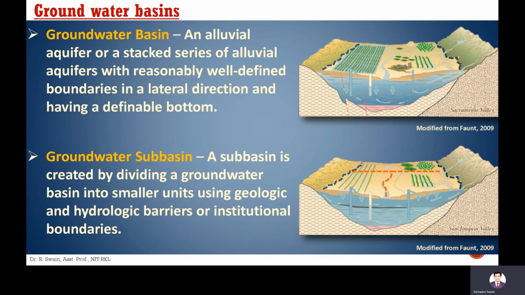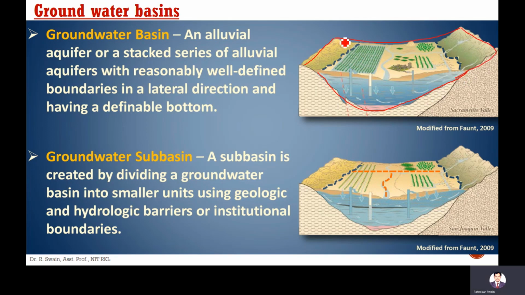What are groundwater basins? A groundwater basin is nothing but the alluvial aquifer or the stacked series of alluvial aquifers. You can see here it's like a river basin. Here you can see these are the boundary of this groundwater, a definable boundary, a definite boundary you can say. And here this is the catchment area of this groundwater.